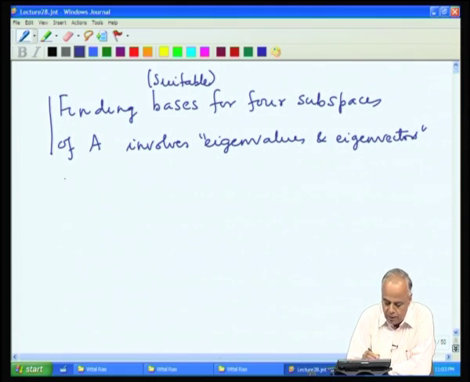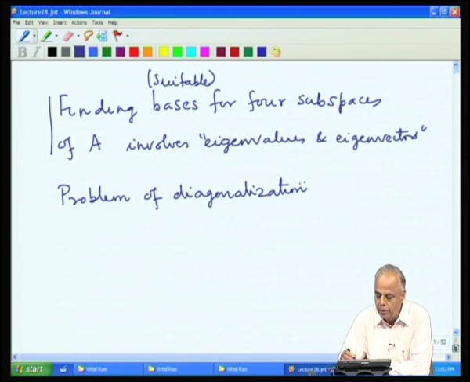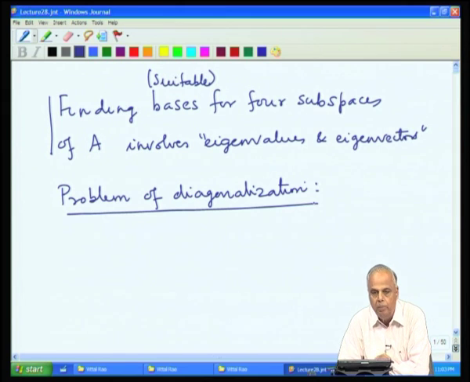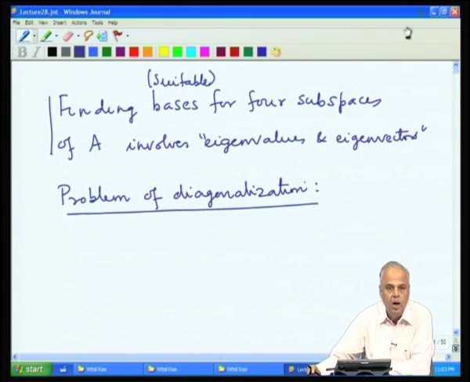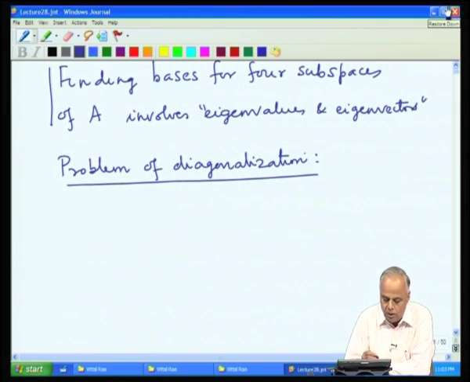We found that the problem of diagonalization is also going to involve eigenvalues and eigenvectors. This is the main problem that introduces the notion of eigenvalues and eigenvectors, and so we started looking at this problem of diagonalization. What is the problem?